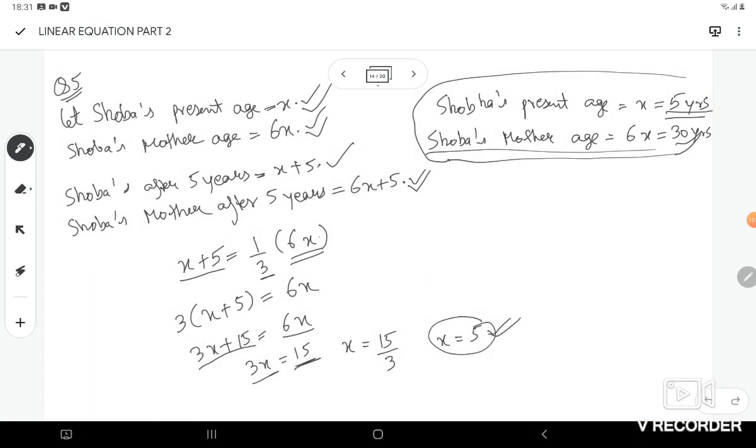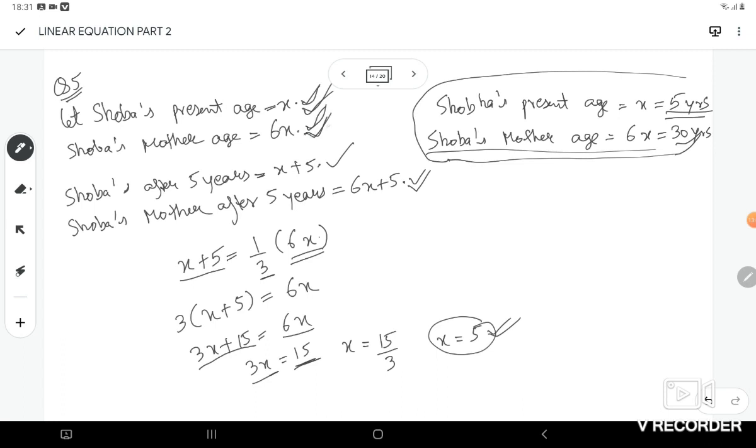Moving on to the next word problem. It says Shobha's mother's present age is 6 times Shobha's present age. So let Shobha's present age be x. So Shobha's mother's present age is 6 times Shobha's present age, so it would be equal to 6x.